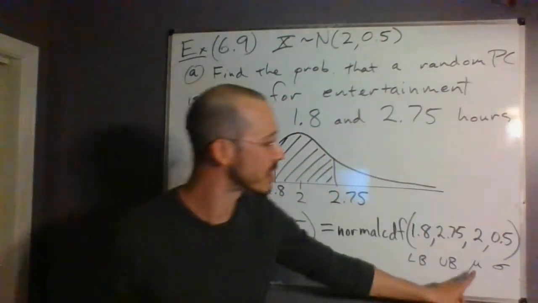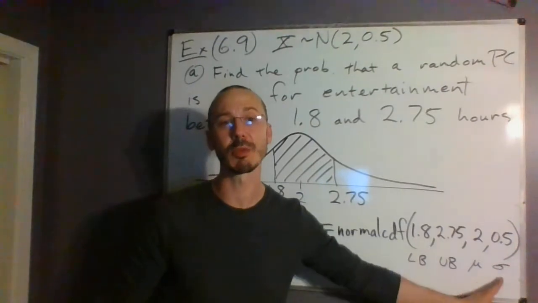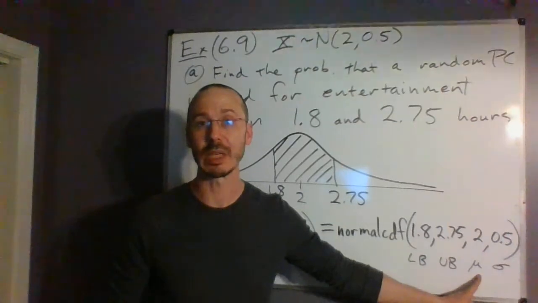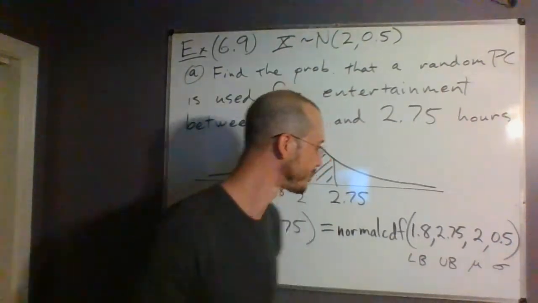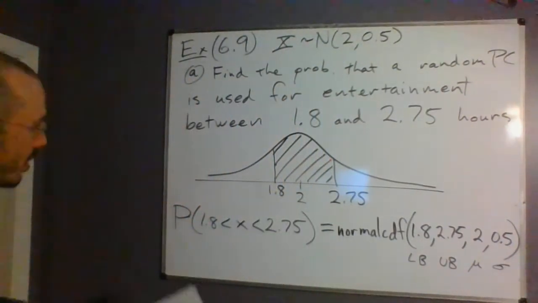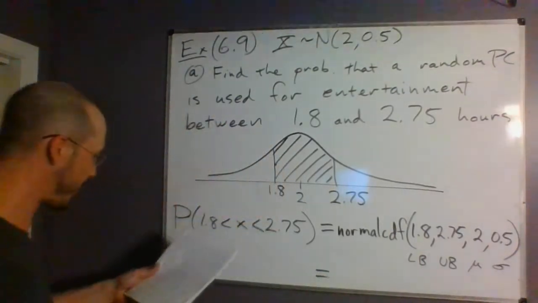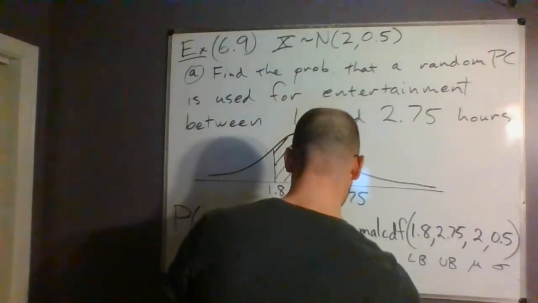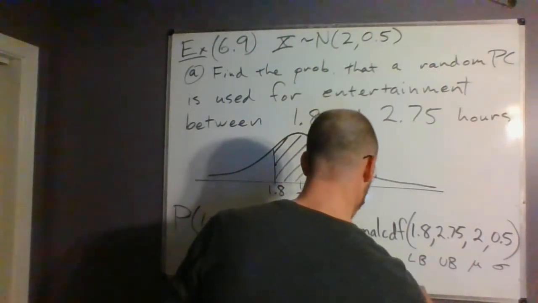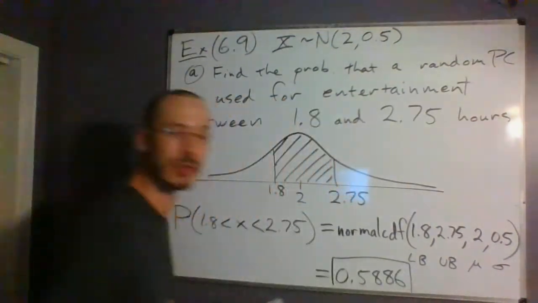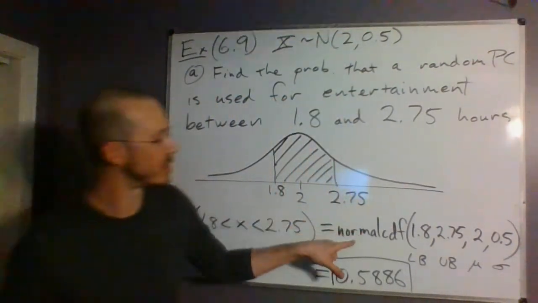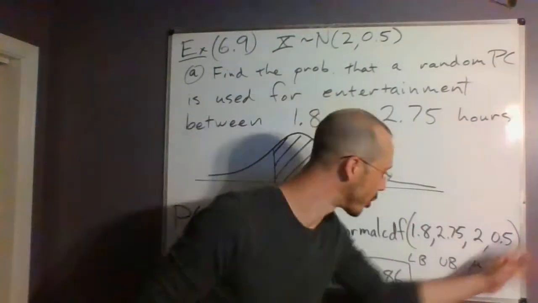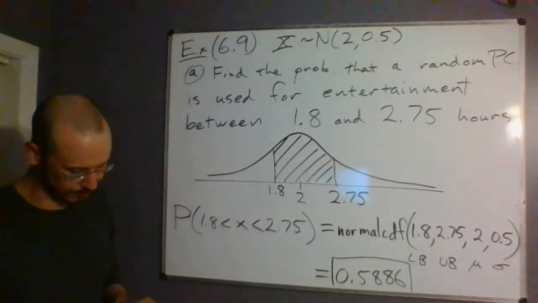Do practice drawing the mu and sigma. We're going to use them a lot. Not just x bar. X bar is another way of saying mean, but this is the population mean. And that's going to give me the following number: 0.5886. And that's what you should get when you find your normal CDF function in your calculator and put in the appropriate numbers. You should get exactly that number.